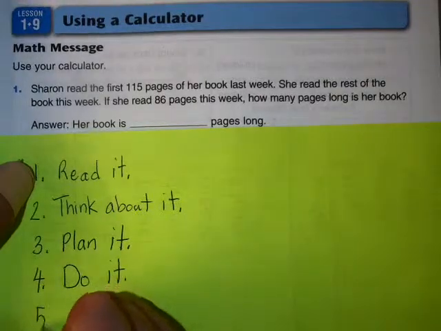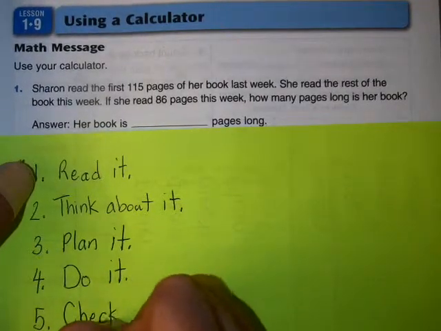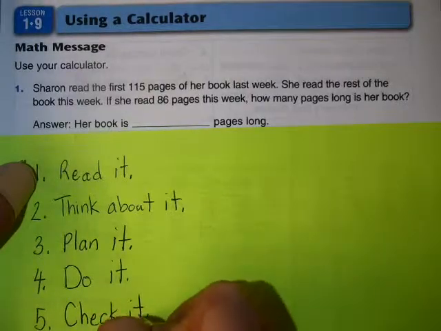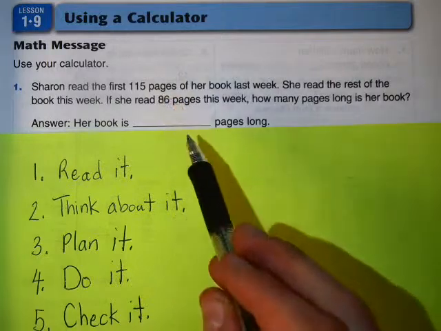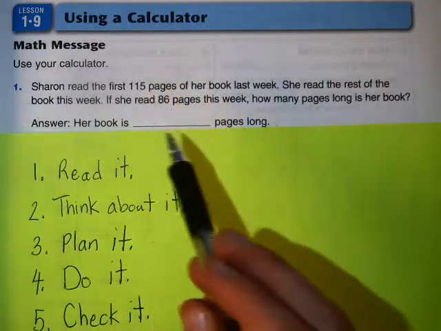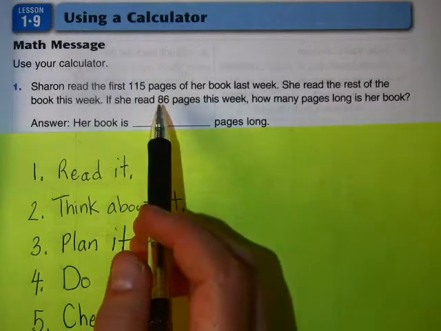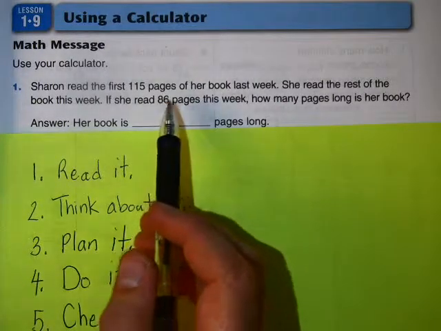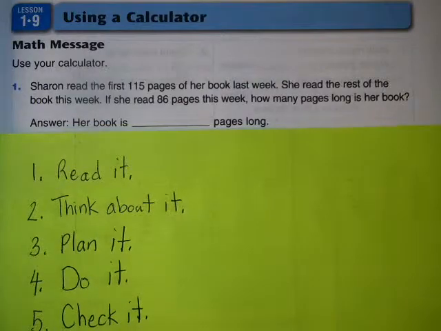And finally, the last thing I'm going to do is check it. I'm going to ask myself, does my answer make sense? Okay, is the number I got bigger than these two numbers? Could those two numbers added together make the number I got? I could even take the number that I got and subtract one of these numbers to see if I get the other one. You should. That's one way you can check a number story.